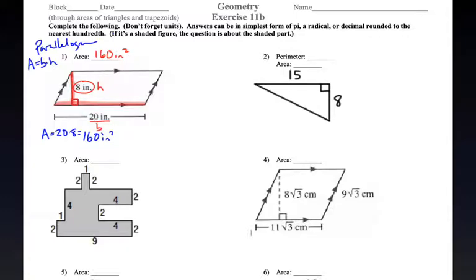And number 13, in order to find the perimeter, we need to find that missing side. We've got two sides, got to find the third. That's all about the Pythagorean theorem. We get 17 for x, add all those guys up, we get 40.